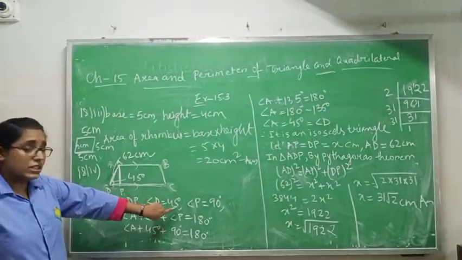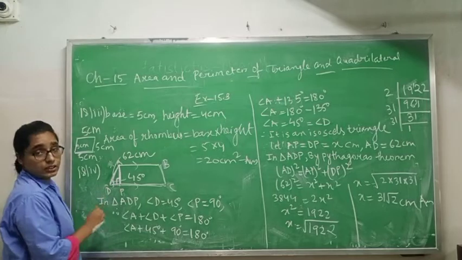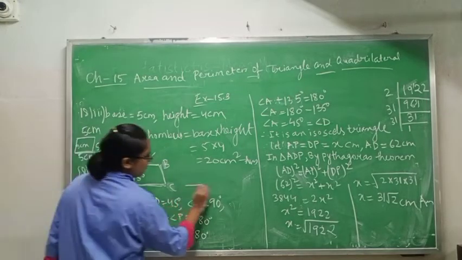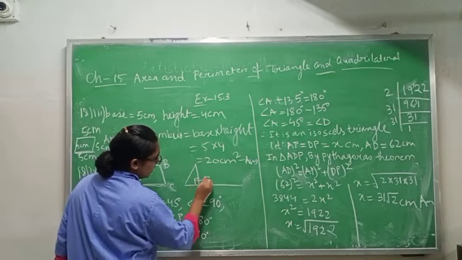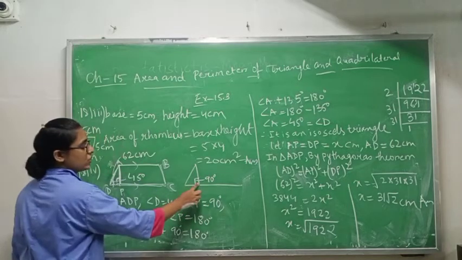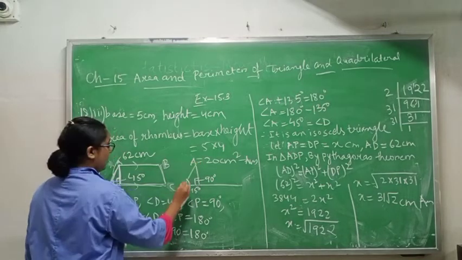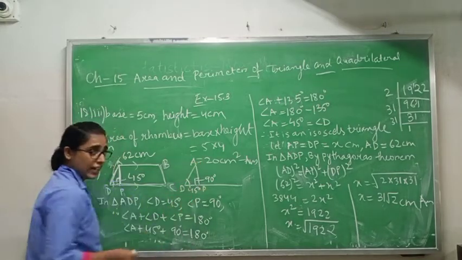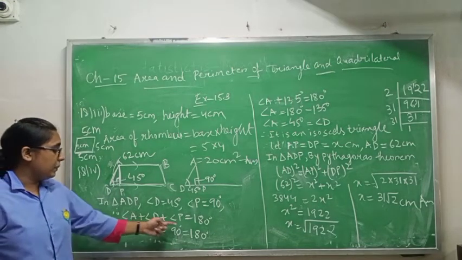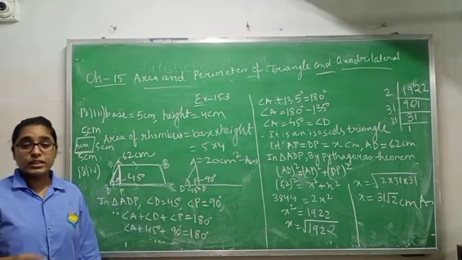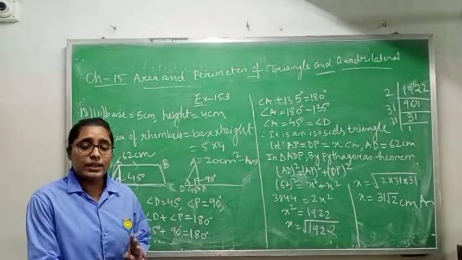ADP. Angle D is 45 degree. Angle P, this one, is making 90 degree. You can see in the diagram, if this is perpendicular, it means this one is 90 degree. So this one is 90 degree, this one is 45 degree, and ADP is nothing but a triangle. So we know that angle A plus angle D plus angle P equals 180 degree. Why? Because sum of the angles of a triangle will be 180 degree.